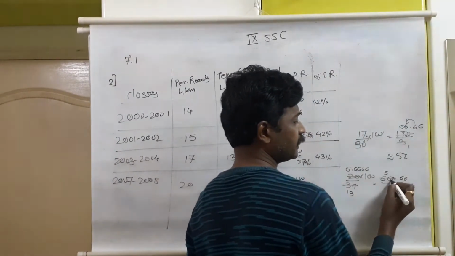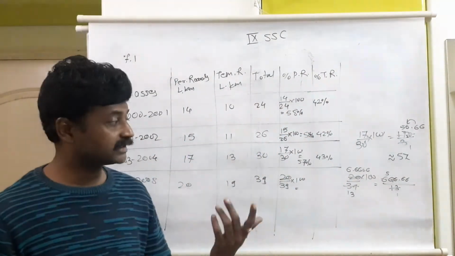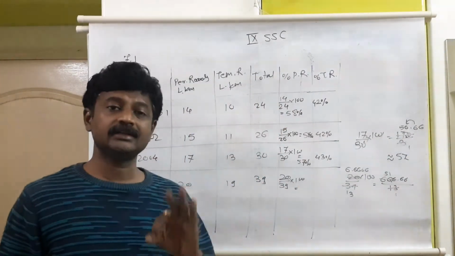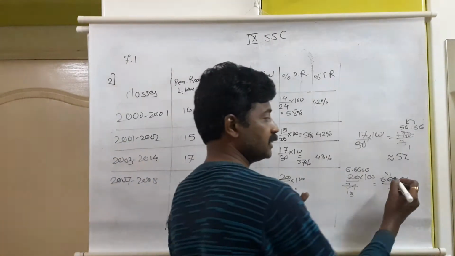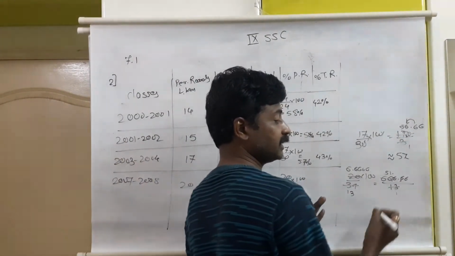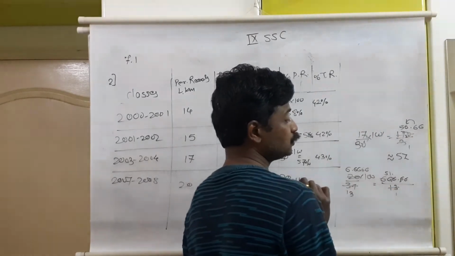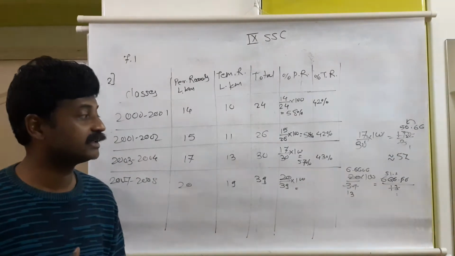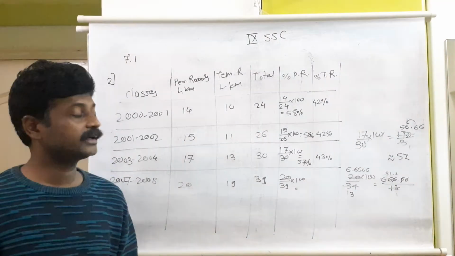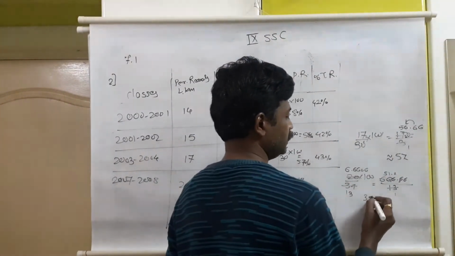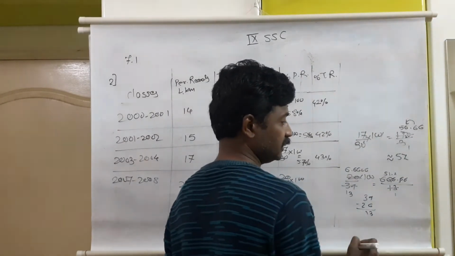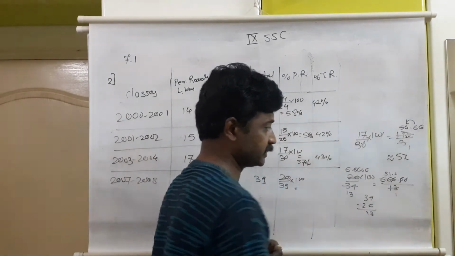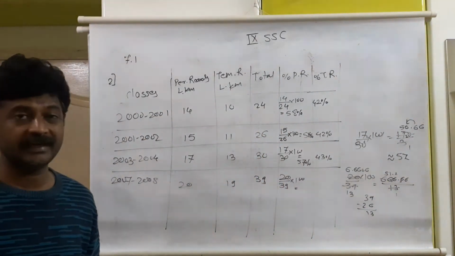13 5s are 65, remainder is 1. 1 and next 6 form 16. 13 1s are 13. 16 minus 13, remaining is 3. Decimal point as it is, this 3 and 6 will form 36. 13 2s are 26. 13 3s are 39. 39 is bigger than 36. So 13 2s are 26. 36 minus 26, it remains 10.